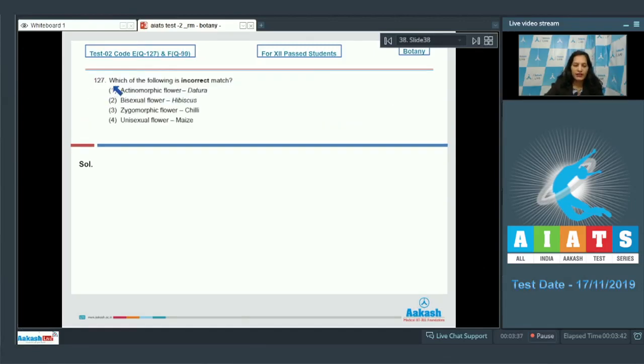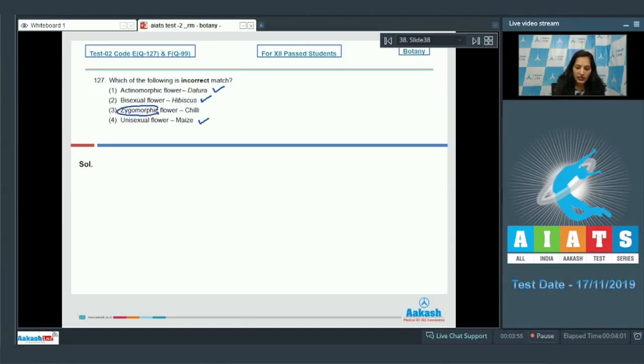Question number 127. Which of the following is incorrect match? Actinomorphic flower, Dhatura. It is correct. Bisexual flower in hibiscus or China rose. It is also correct. Unisexual flower in maize. It is also correct.